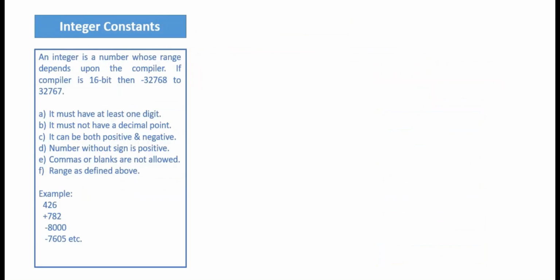Integer constant. An integer is a number whose range depends upon the compiler. If the compiler is 16-bit, then the range is from -32768 to +32767. Now the rules for constructing an integer constant are: it must have at least one digit, it must not have a decimal point, it can be both positive and negative, a number without sign is positive, commas or blanks are not allowed, and the range is as defined by the compiler. Examples, as you can see: 426, +782, -8000, -7605, etc.